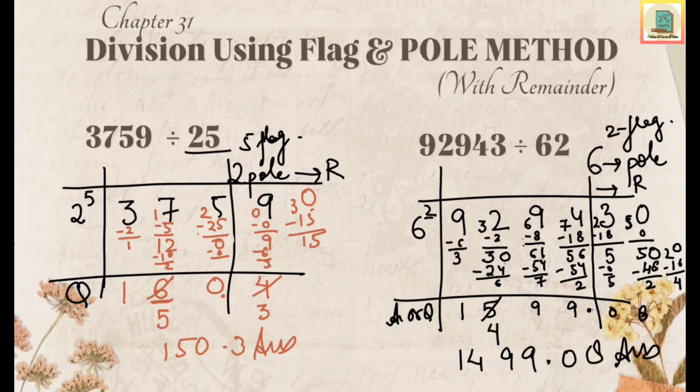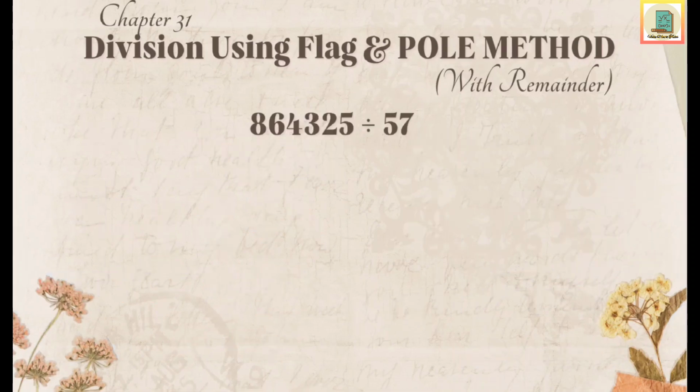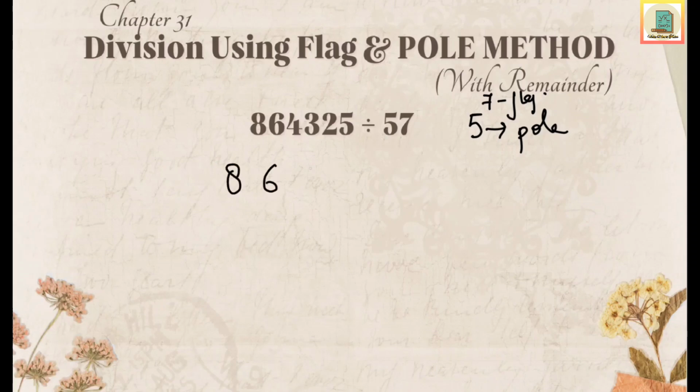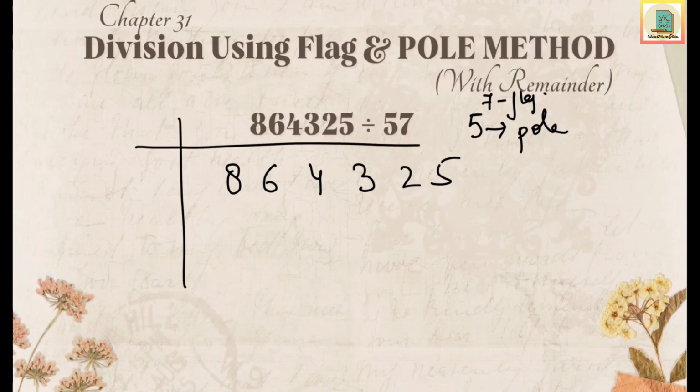Now let's take another example to completely understand this method well. So here the question is 864325 divided by 57. So here also 5 will be considered as a pole and 7 will be considered as a flag. So now let's write the digits 864325. Now write divisor here 5 with the flag as 7. And here we'll write the answer.